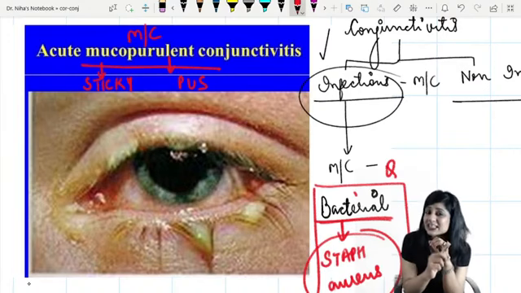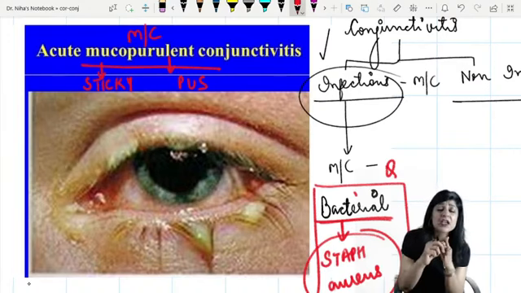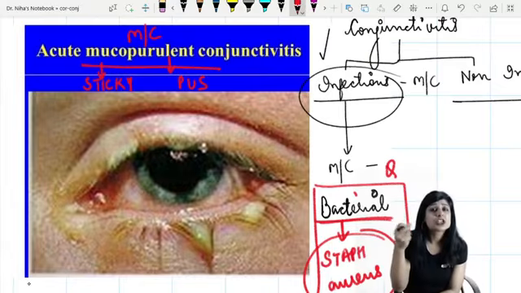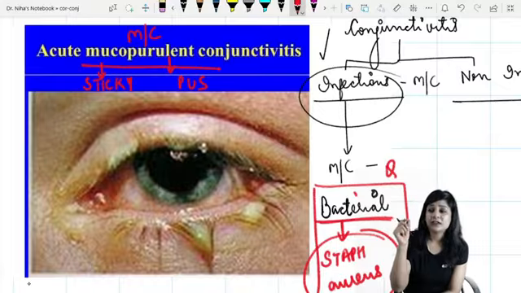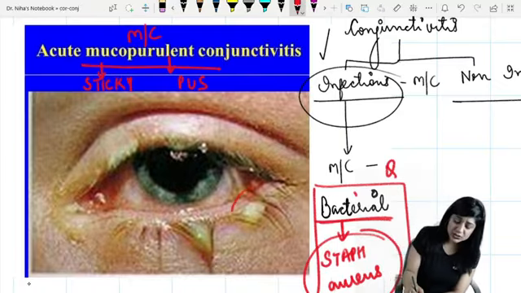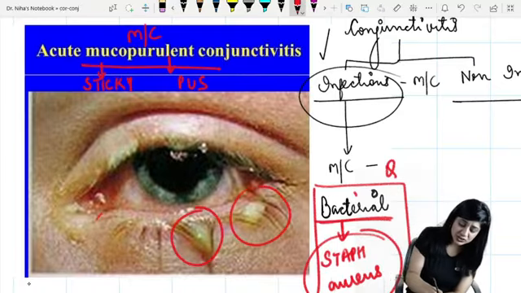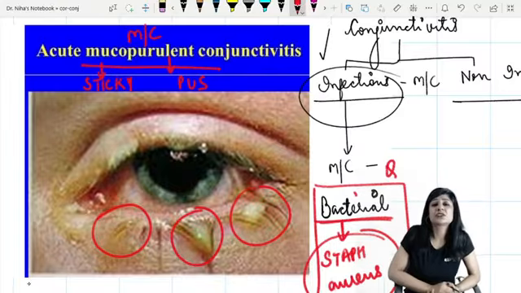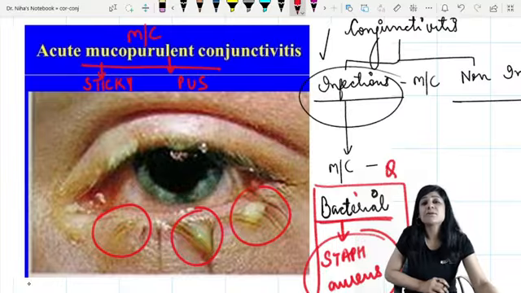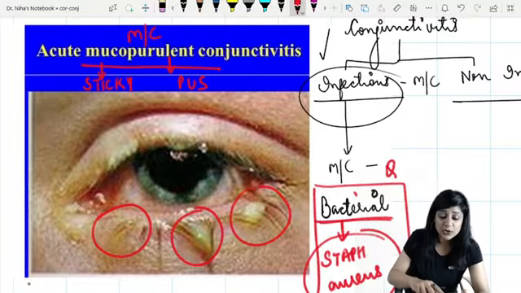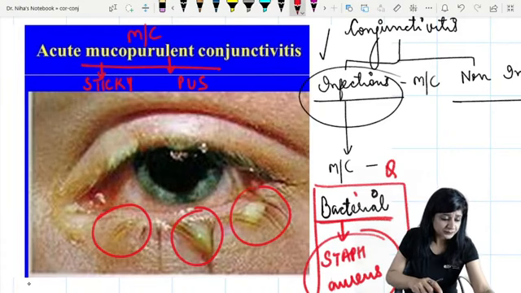We have sticky discharge, we have got pus, we will have sticking of eyelashes, matting of eyelashes. Patient will say, I'm not able to open the eyes in the morning. There is yellowish discharge. Can you see the typical kind of yellowish discharge you are able to see? So all these are very, very common. Can you tell me an important DD that you are going to get in acute mucopurulent conjunctivitis, guys?